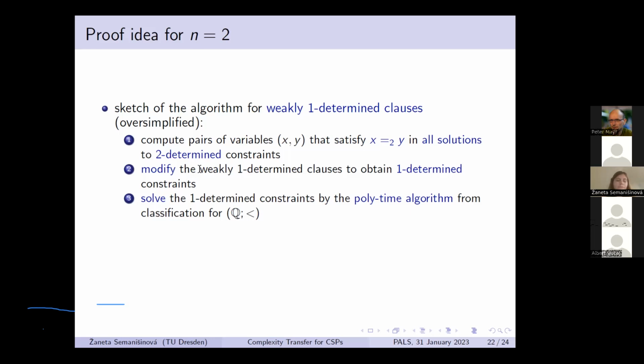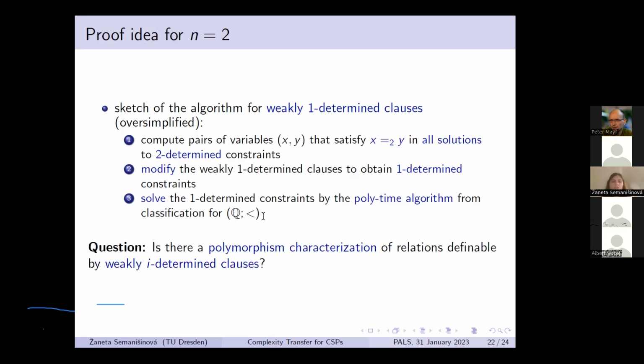If we do it carefully enough, the result will still be a PP-definable relation. As long as we obtain really one-determined constraints, we are free to use the polynomial time algorithm that is guaranteed to exist by the classification for Q with order, just the one-dimensional case.